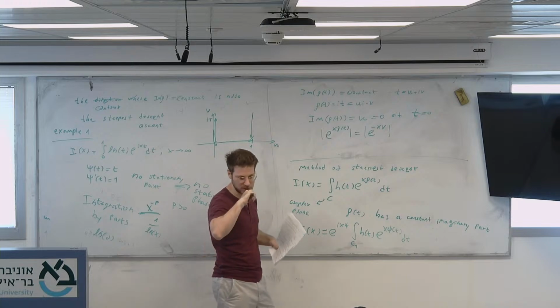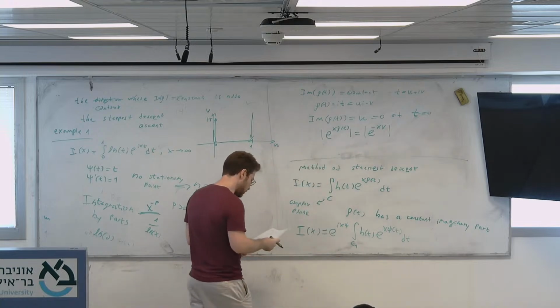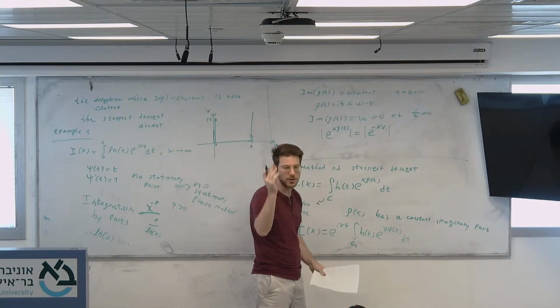For the Laplace method, you want a descent. Because if it always goes up, then you'll never have a maximum.